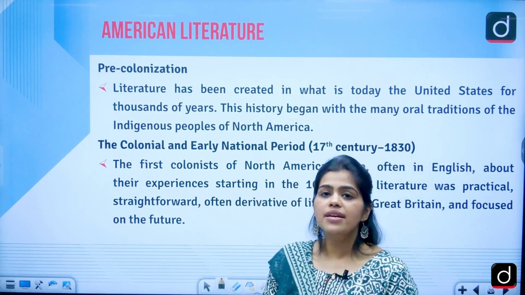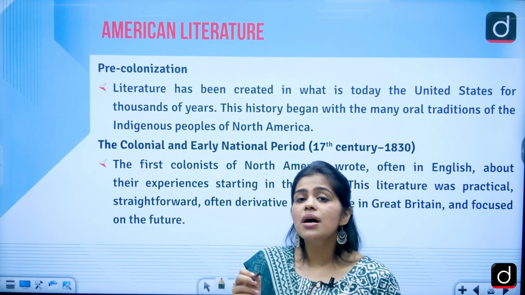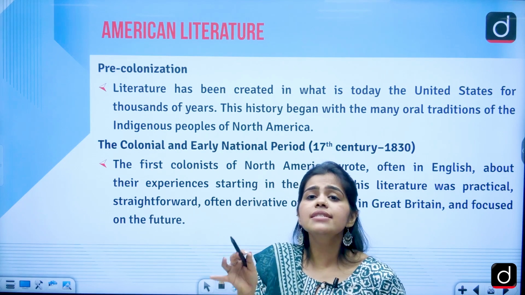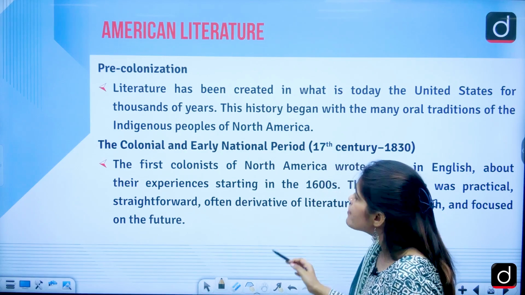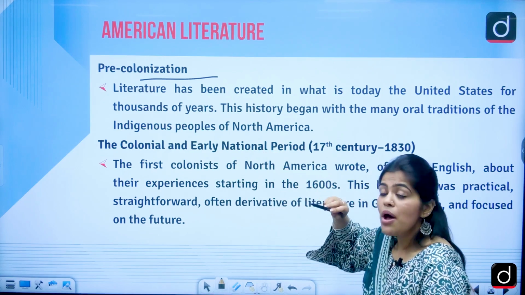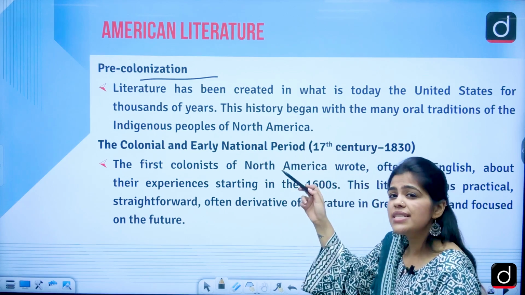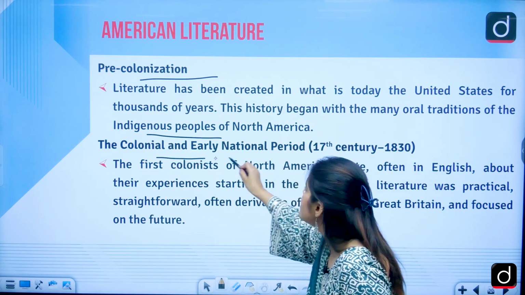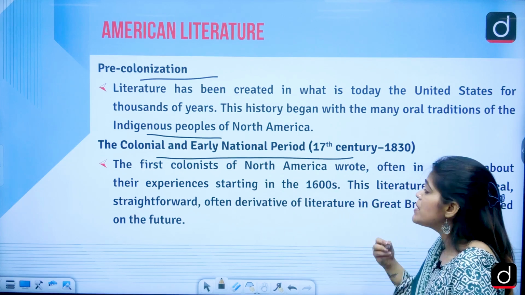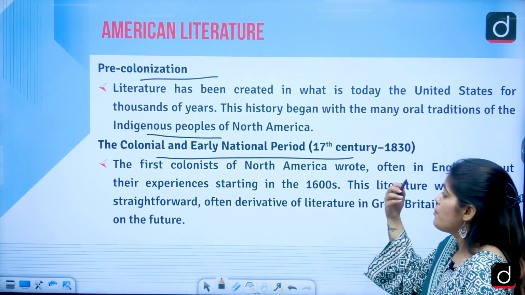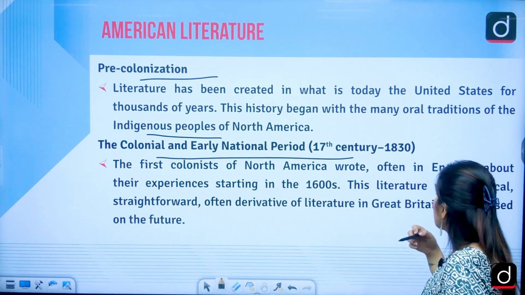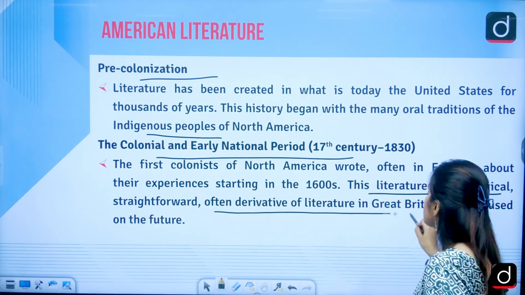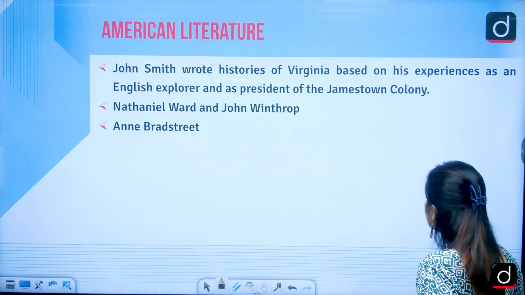After that comes American literature. Just as with British literature, American literature is also associated with important people and important periods, and it is also divided into different ages. So I will first talk about the pre-colonial time, the literature that is associated with the indigenous people. Then we'll be dealing with the colonial and the early national period, where people were starting to express their own problems. They were the first colonies and they were coming up. The literature was very practical, straightforward, and often derived from Great Britain as well. So they were focusing on the text.